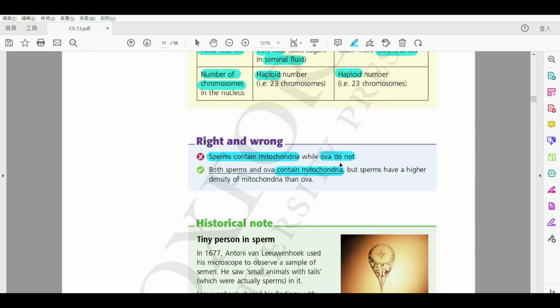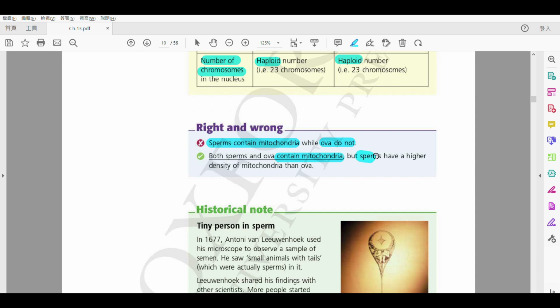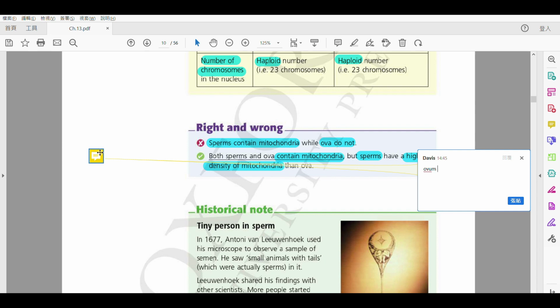Both of them contain mitochondria 嘅，但係 sperm has a very much higher 嘅 mitochondria 啦，higher density 高啲嘅密度啦，OK，即係 more 嘅一個 mitochondria 啦，than 呢個 ovum 嘅。Alright, so that is to say, ovum also has mitochondria, but the amount is very little. Okay? Therefore, thus it cannot move by itself.